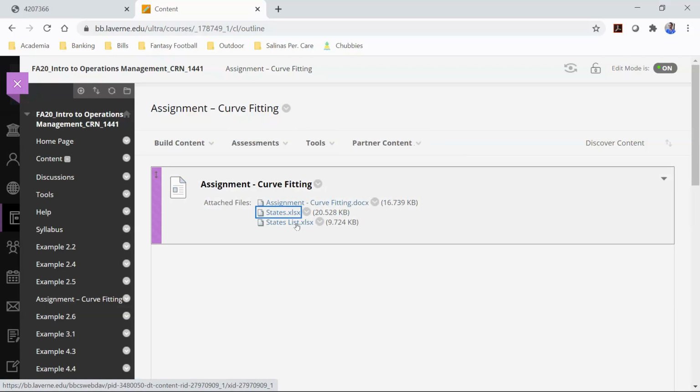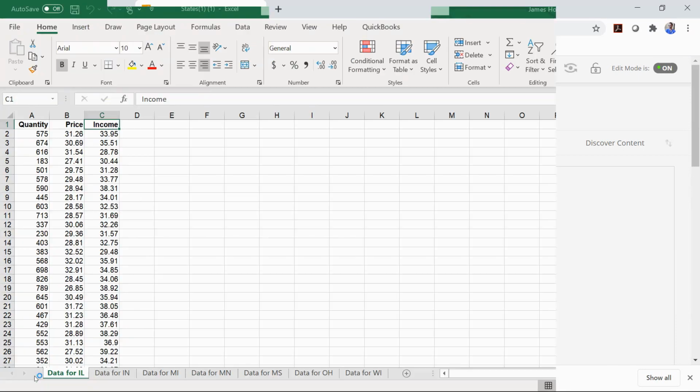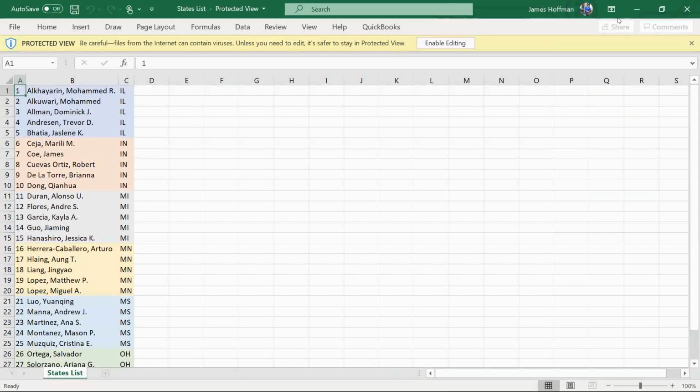Okay, so if you open up state list under the curve fitting assignment, I think I got everyone on here. If you just look for your last name, I put it in groups of 5, and so there's, I think, 7 states. I was going to do one just as an example to post. But just look for your last name.